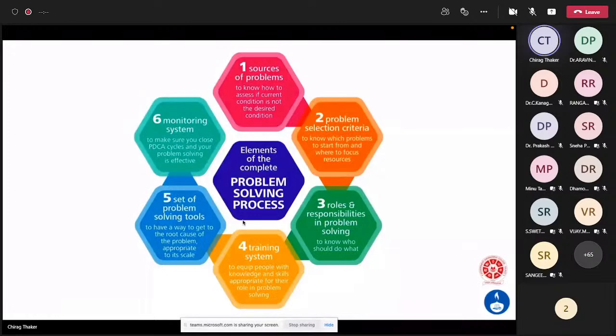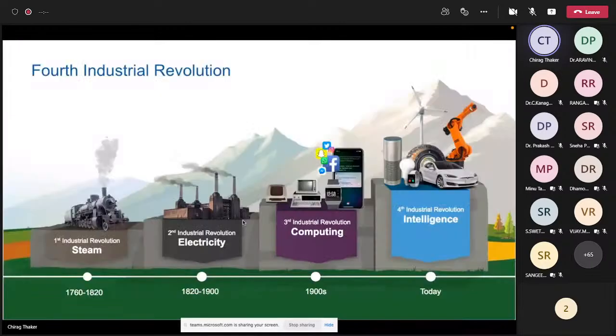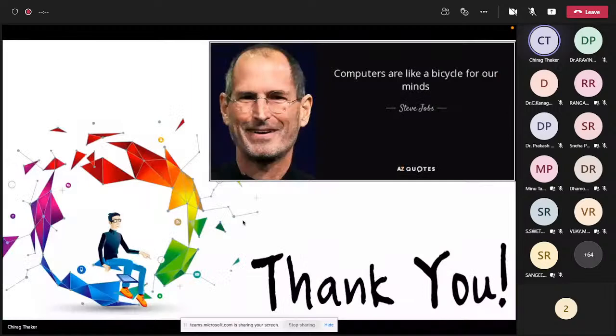And friends, I have come to the end of my talk, which is all about the fourth industrial revolution. Actually, we started in the 1800s, the late part of the 17th century. The first industrial revolution was propelled by the invention of the steam engine. The second industrial revolution was marked by the invention of electricity and electricity based manufacturing industries. The third industrial revolution, in the 1900s, is all about computing, and the fourth industrial revolution, that is today's era and the future, is all about intelligence. So computers are like bicycles for our minds.